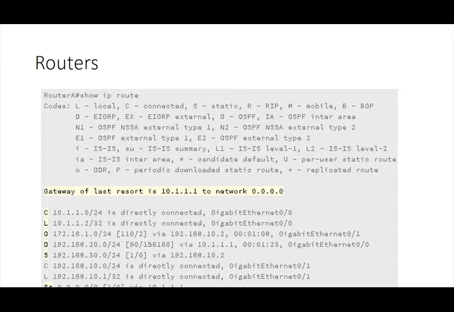and indicates a local interface within a connected network. S represents static routes. The letter S with an asterisk indicates a static default route. O represents the OSPF routing protocol and D represents the EIGRP routing protocol. The letter D stands for DUAL, which is the update algorithm used by EIGRP. So next we are going to talk about routing protocols.